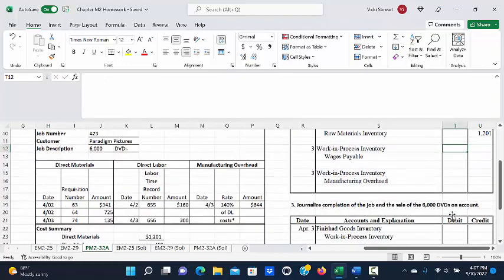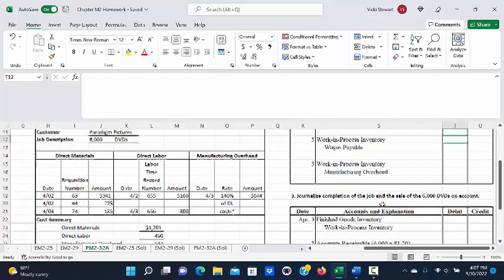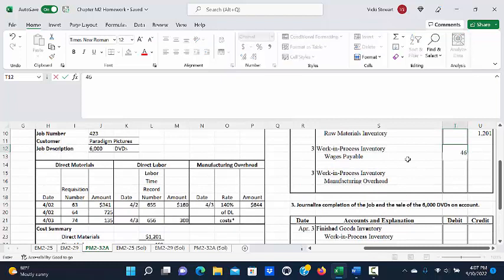And then for work in process labor, we would go to our job cost record and we see that was $460, which we would debit to work in process inventory, and we would credit wages payable for that amount. The last entry will be to apply the manufacturing overhead to work in process inventory, and we calculated that to be $644, so we would debit work in process inventory and credit manufacturing overhead for the same amount.